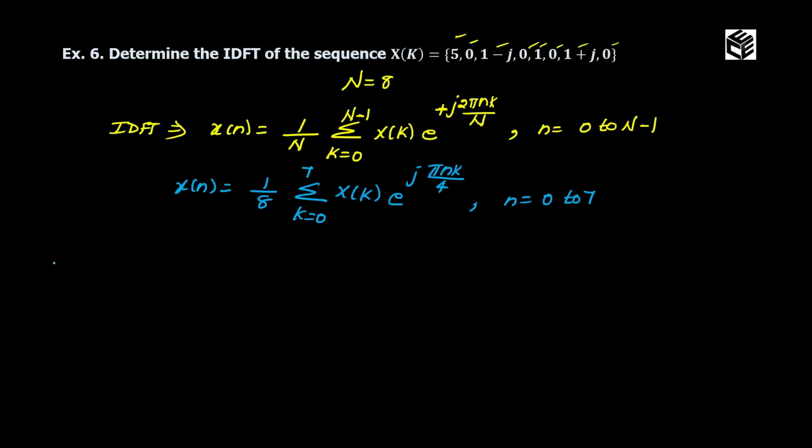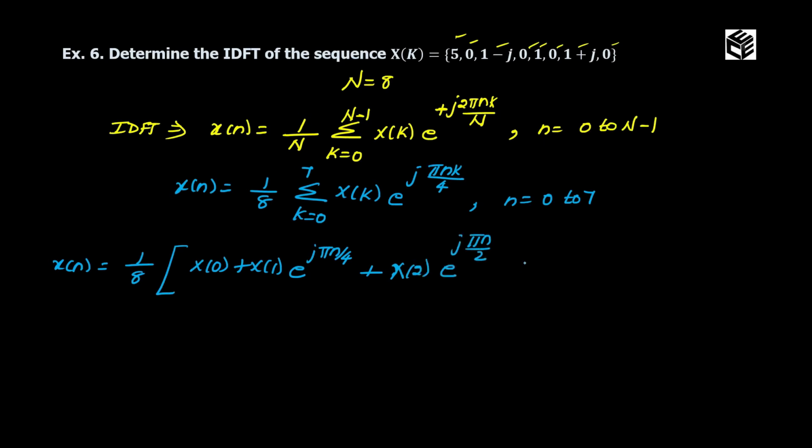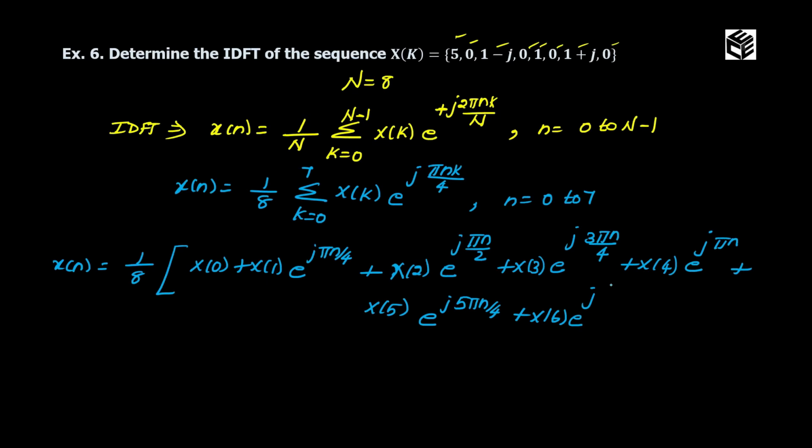I am going to expand the summation. So my answer will be x of n is equal to 1 by 8 into x of 0 plus x of 1 into e power j pi n divided by 4 plus x of 2 into e power j pi n divided by 2 plus x of 3 into e power j 3 pi n divided by 4 plus x of 4 into e power j pi n plus x of 5 into e power j 5 pi n divided by 4 plus x of 6 into e power j 3 pi n by 2 plus x of 7 into e power j 7 pi n divided by 2. Let's check this.